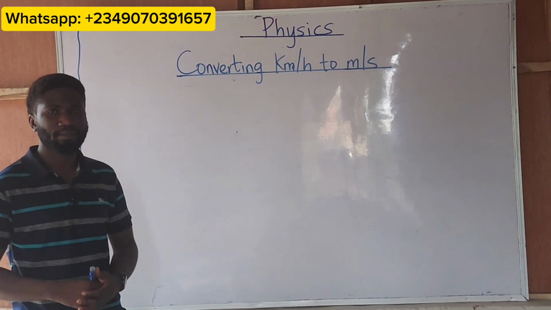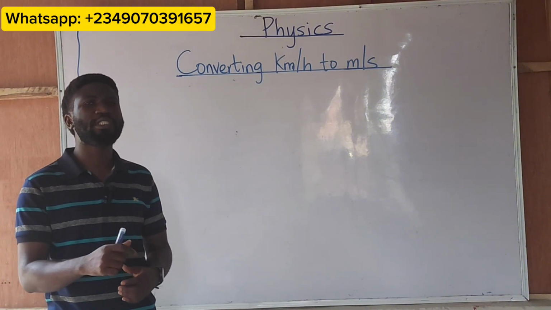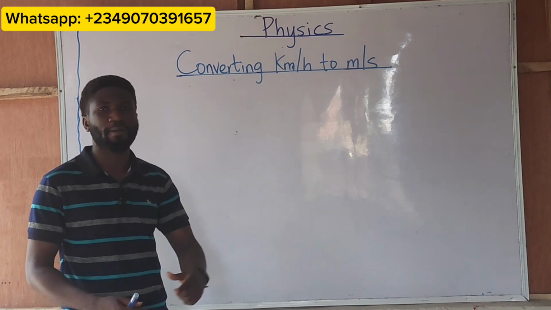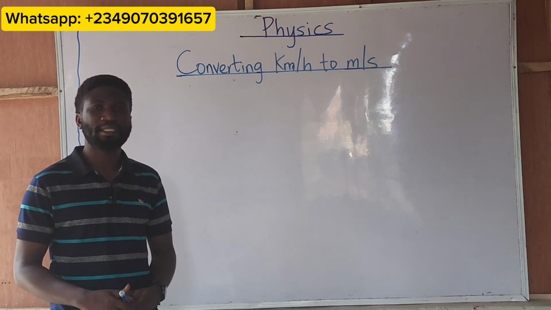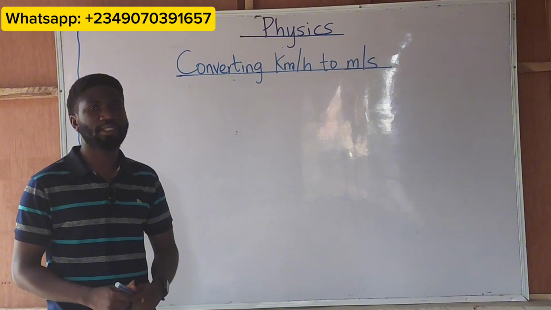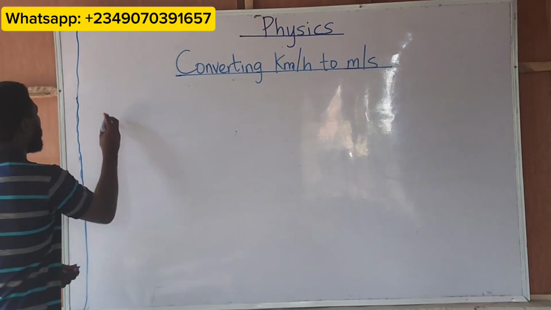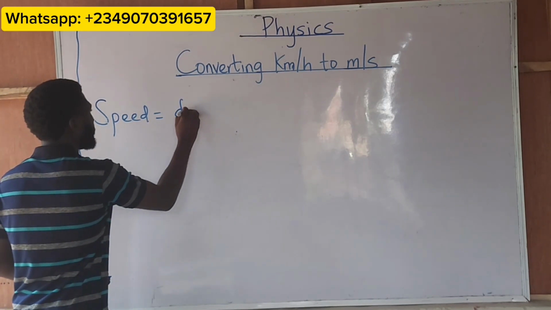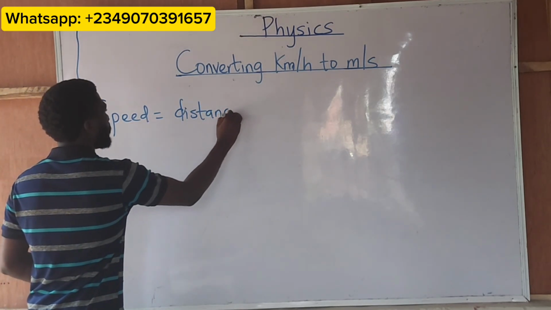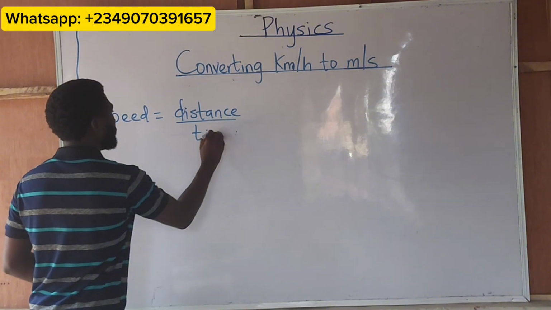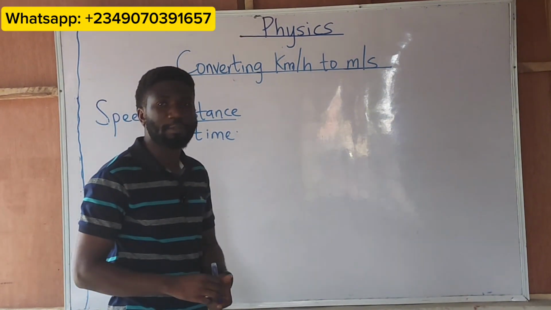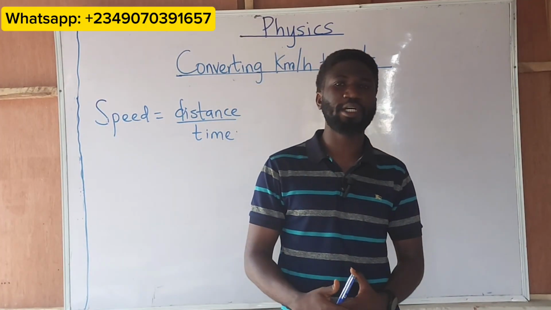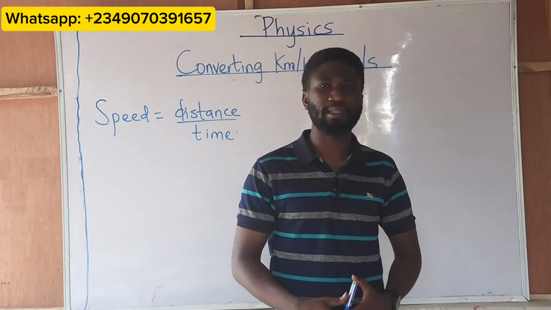Here is the question. What quantity do you think has its unit to be kilometer per hour? The answer is speed or velocity. As you all know, speed has its formula to be distance over time, and velocity has its formula to be displacement over time.